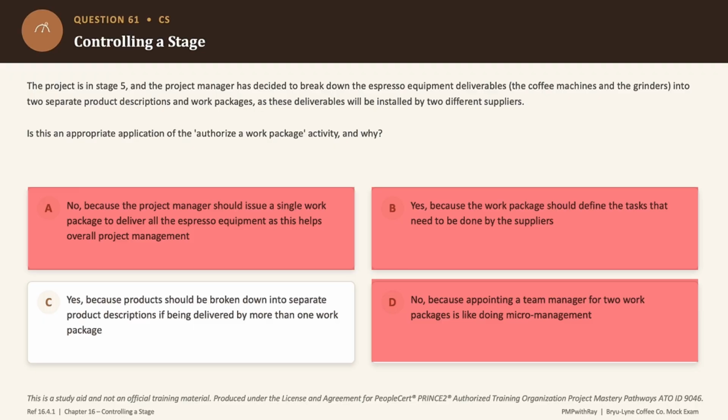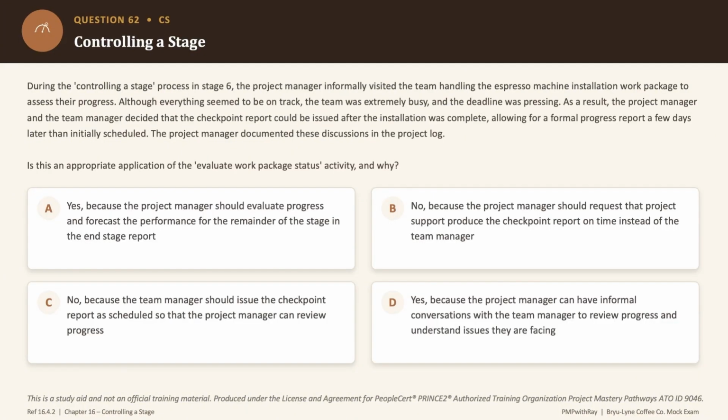Now here's the rule, okay? If a project needs more than one work package to deliver it, it must be broken down into further subproducts with its own product descriptions, okay? And think about it, two suppliers, two installations, two sets of acceptance criteria. So it's very objective and could be managed independently of each other. Okay, so that's the right approach as per the PRINCE2 methodology as well. So the correct answer to this question is option C. Next, question number 62. This is the final question in your controlling a stage process.